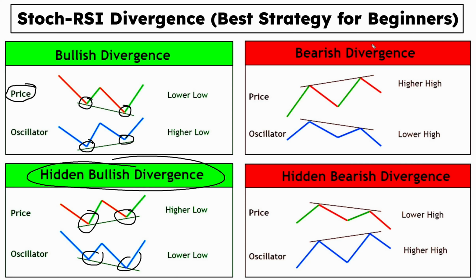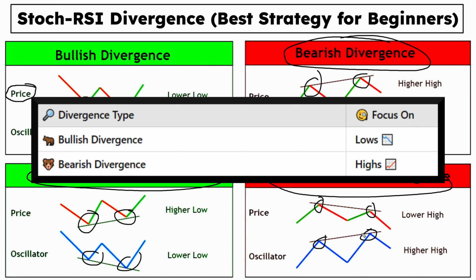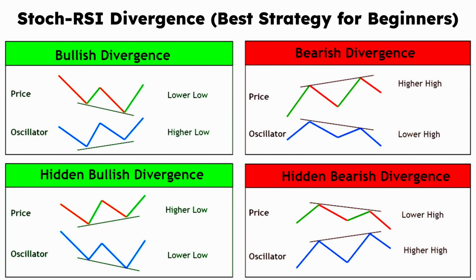We only look at the lows. And for bearish divergence, both the regular bearish divergence and the hidden, we only look at the highs. So if you take away anything from this, it is that for bullish divergence, you look at lows, for bearish divergence, you look at highs. But as I said, the regular bullish divergence, or simply called bullish divergence, we're looking out for lower lows on the price, higher lows on the oscillator. This is a bullish divergence and indicates a reversal to the upside.